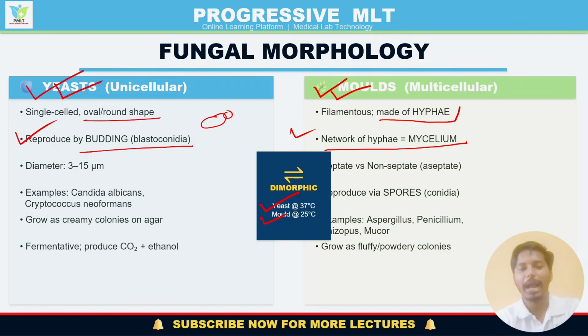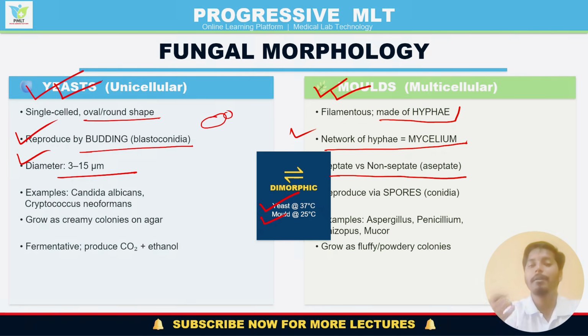Okay, diameter, see here, yeast is 3 to 15 micrometer. They have septate and non-septate hyphae, because hyphae are present in the molds. Examples, see here, Candida albicans, which basically causes candidiasis. Cryptococcus neoformans, which is positive in Indian ink staining. After that, they basically grow as creamy colored colonies.